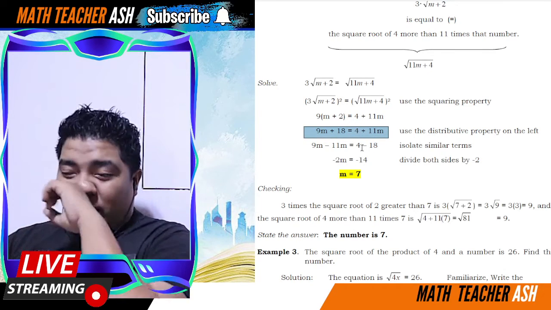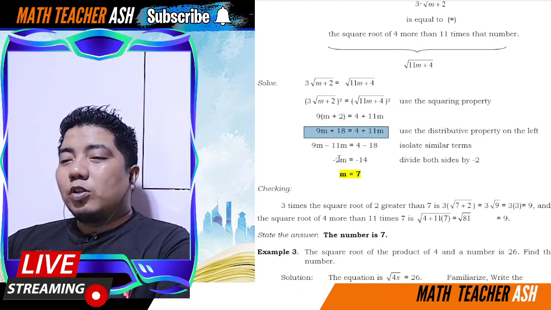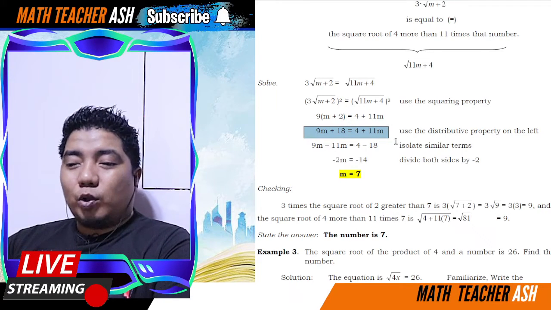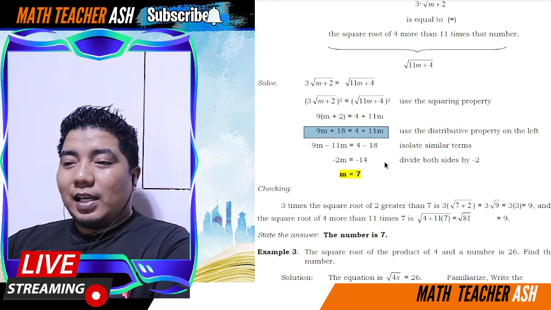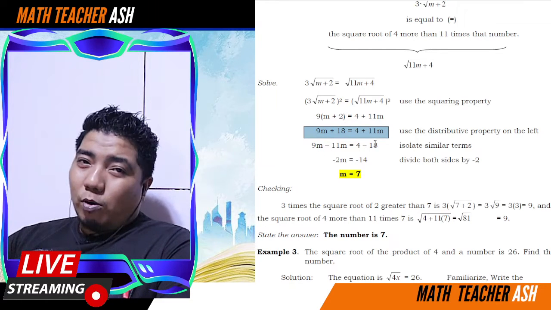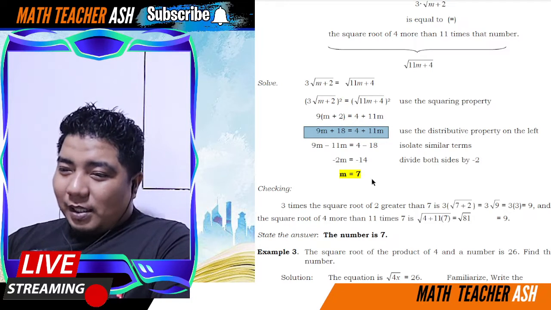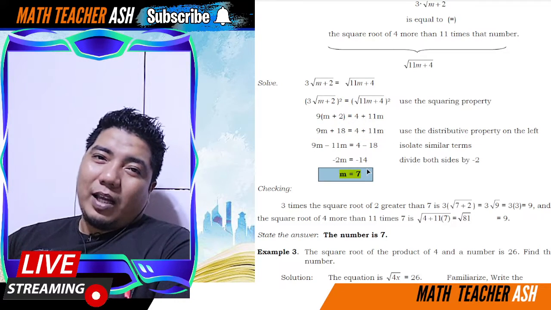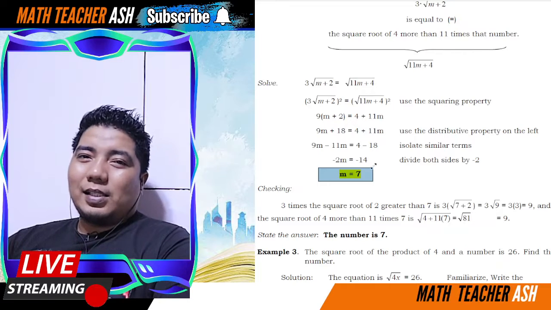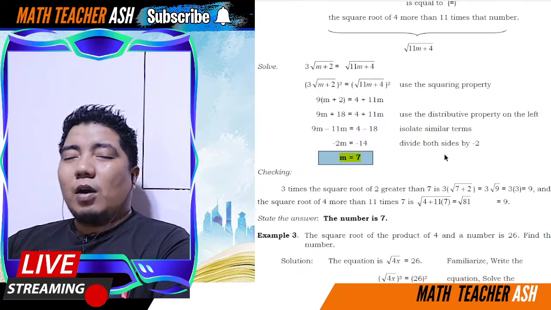So, bring down mo lang si 4, bring down mo lang din si 9m. So, 9m minus 11m, that is negative 2m. 4 minus 18, that is negative 14. You divide both sides by negative 2 para m na lang matira, and you will have positive 7 because negative 14 divided by negative 2 is positive 7. Okay, now, your answer is 7.